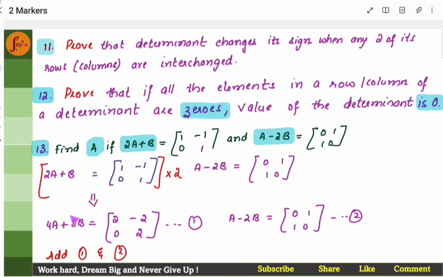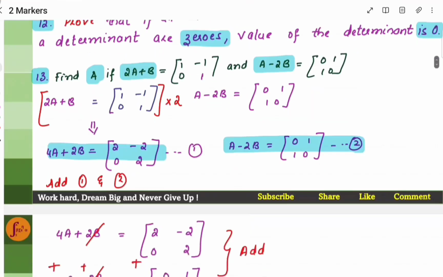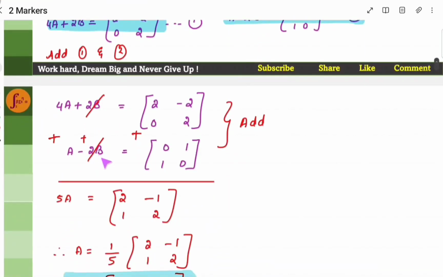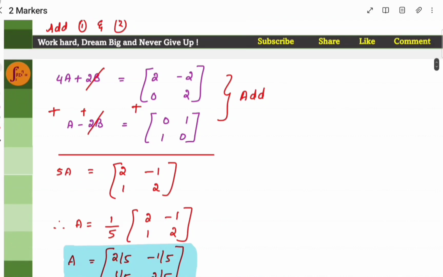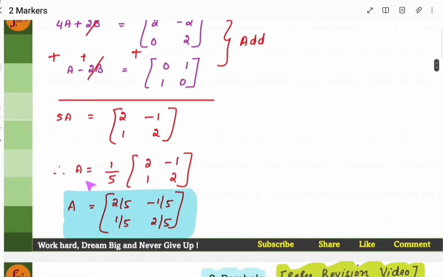Then I can add this and this. Once I add, 2b and 2b will get cancelled like this. 2b and 2b will get cancelled. I'll get 5a. And then I can figure out what a is by shifting 5 to the other side.